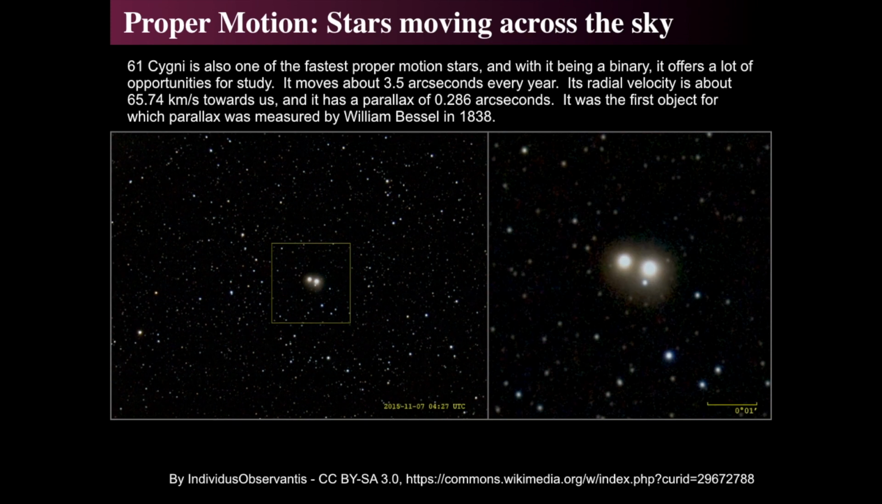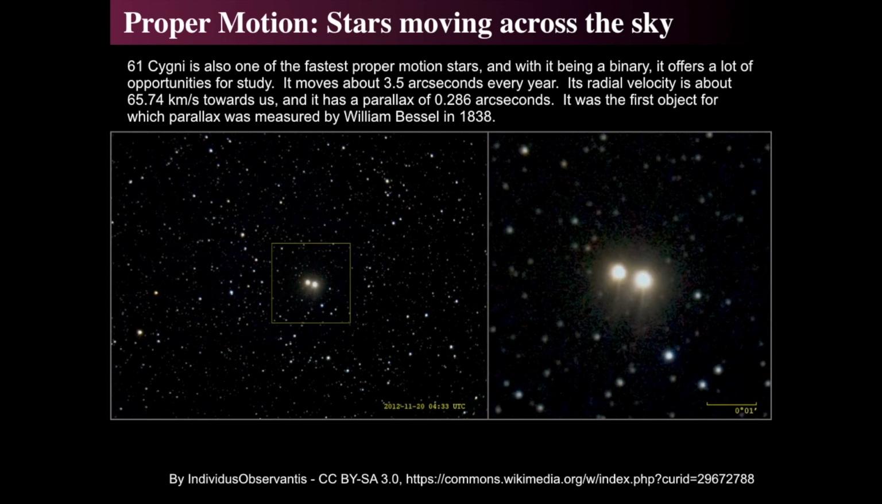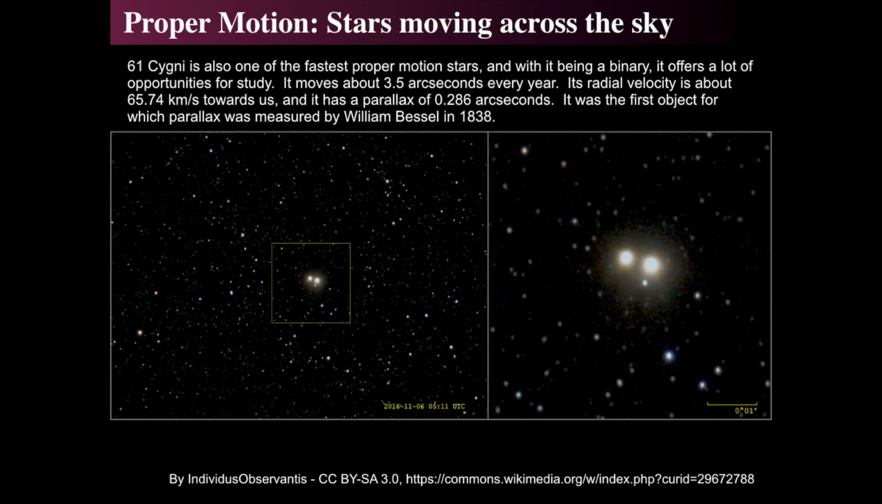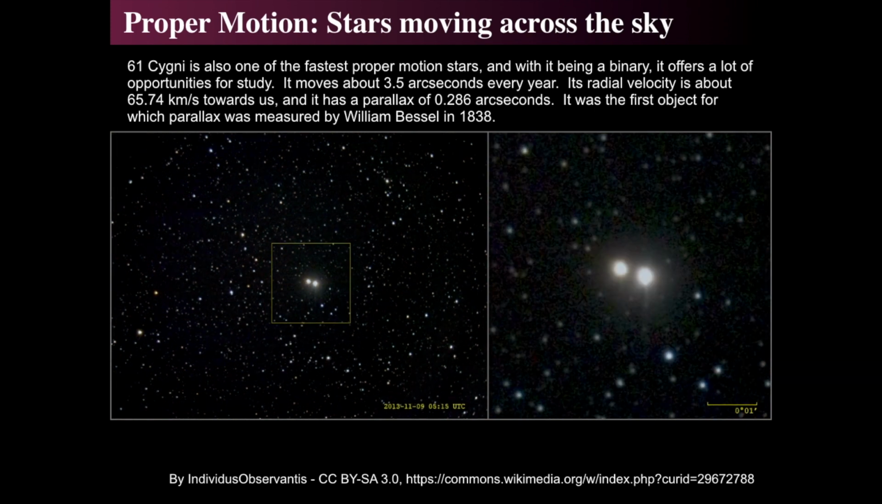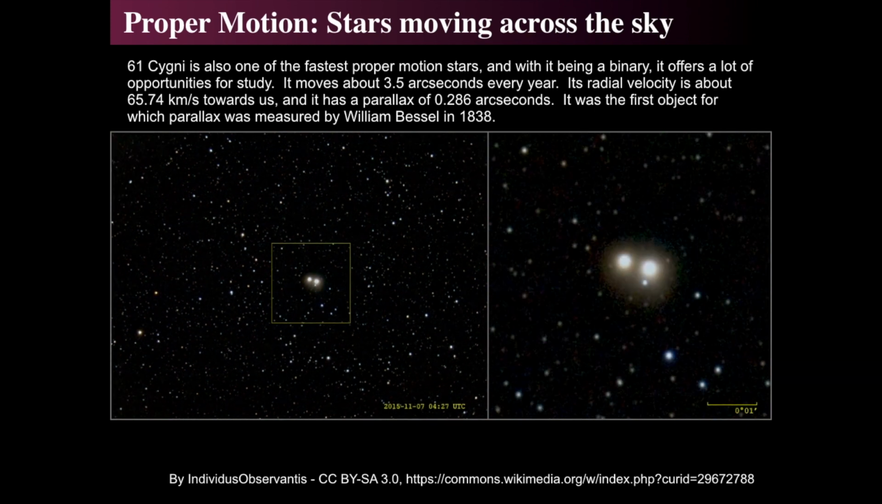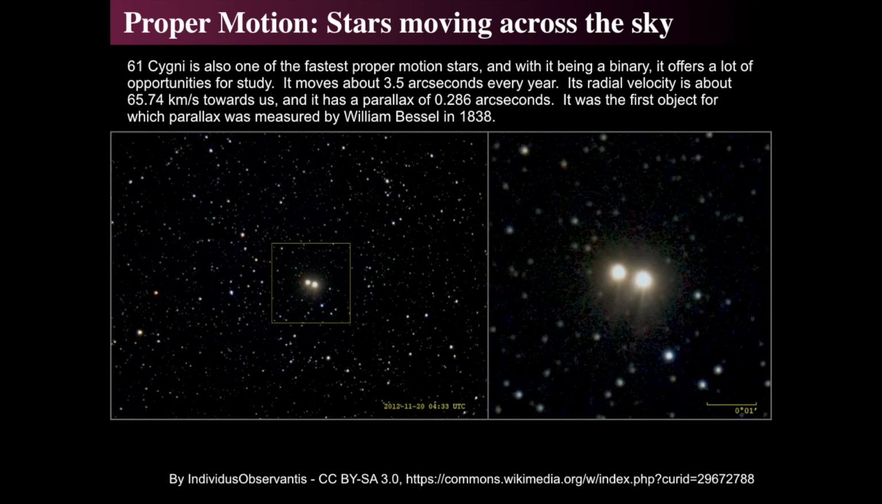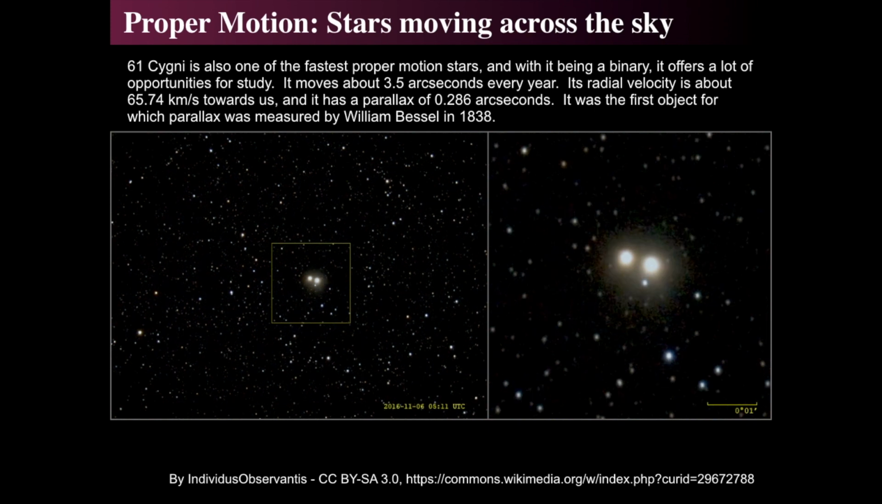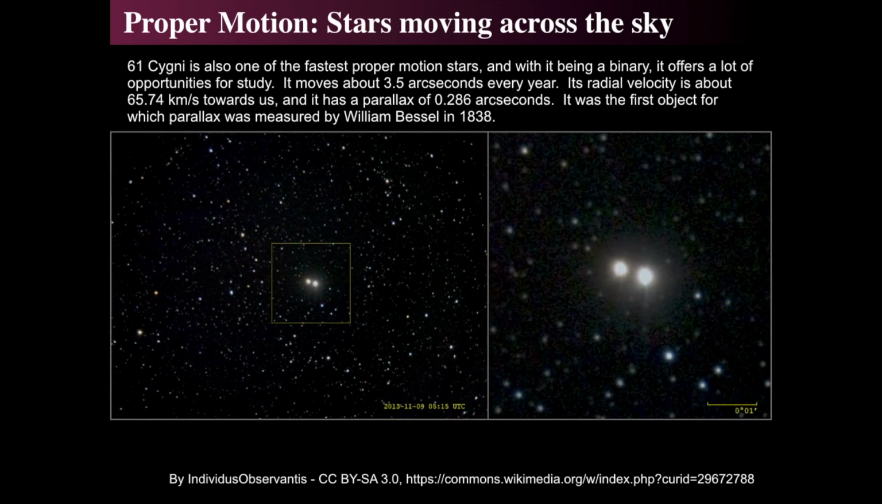It's moving about 3 arc seconds a year, which is about a third that of Barnard's star. And the radial velocity, meaning how fast it's coming towards us or away from us, is measured to be pretty fast, about 66 kilometers per second towards us. And its parallax is about a third of an arc second, which means it's about 3 parsecs away.